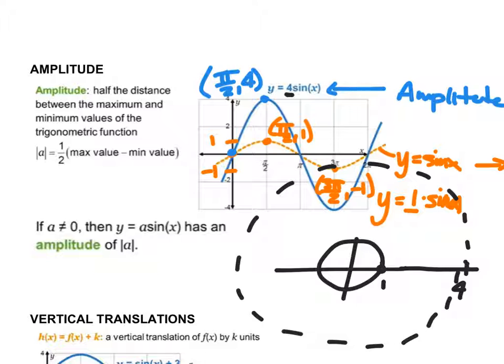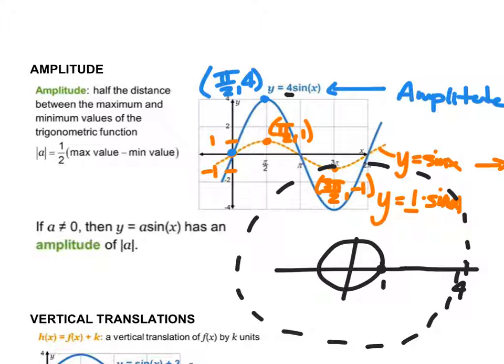Because when you have a y value of 0, if you change your radius to 4, all of a sudden when you go to pi over 2, your y value is 4. And that's what you're doing when you're changing the amplitude. So all you're doing is making the circle bigger, okay, to give you that kind of perspective.